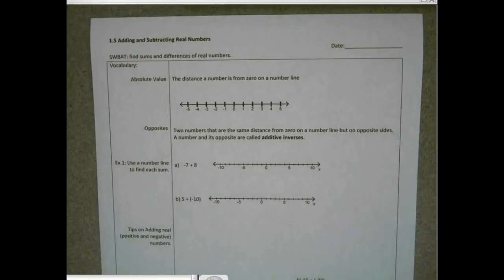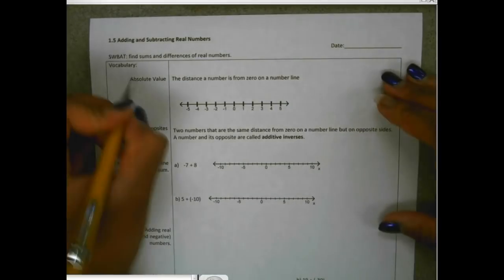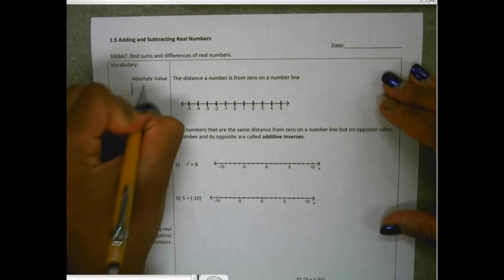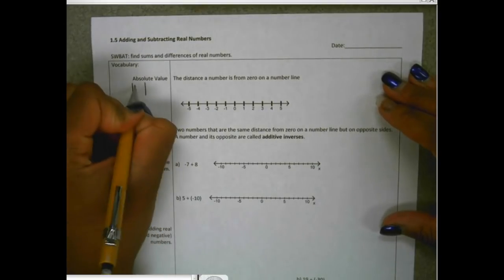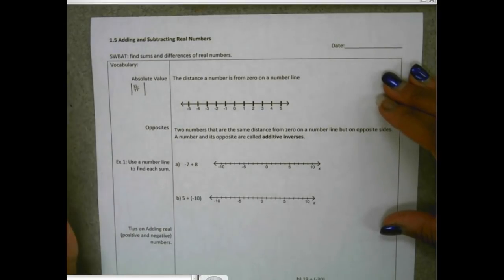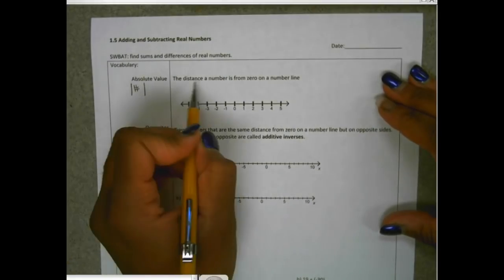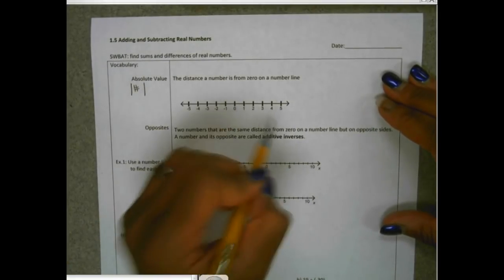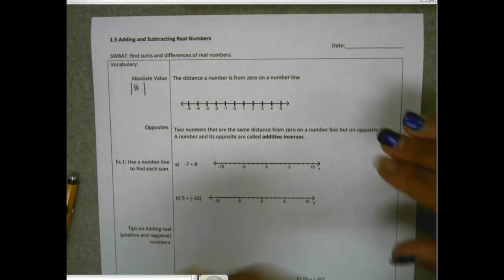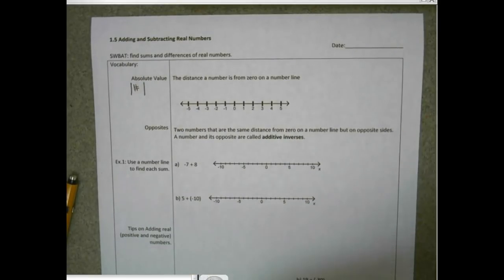Vocabulary. My first vocabulary word for us today is absolute value. Usually denoted by two bars with some number in between them. Look for the straight lines, that's going to denote that for us. And the absolute value is the distance a number is from 0 on a number line. The distance a number is from 0 on a number line.